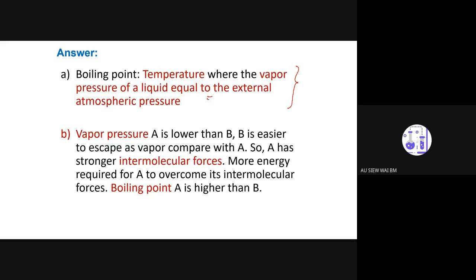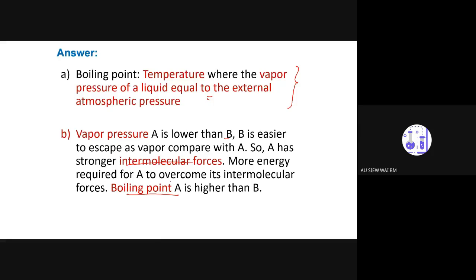And this one for the answer for B: vapor pressure A is lower than B. So that means B is easier to escape as vapor compared with A. So A has stronger intermolecular forces. So more energy is required for A to overcome its intermolecular forces. So that's why the boiling point for A is higher than B.